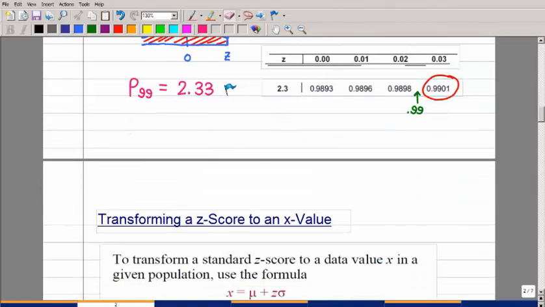Now, let's see how we're going to use this information to come up with the x values. Like I was mentioning earlier, knowing the mean, the standard deviation, and the percentile, can we calculate the score or value that goes with that percentile? And that's what we mean by x value here. We want the score that goes with a certain percentile.